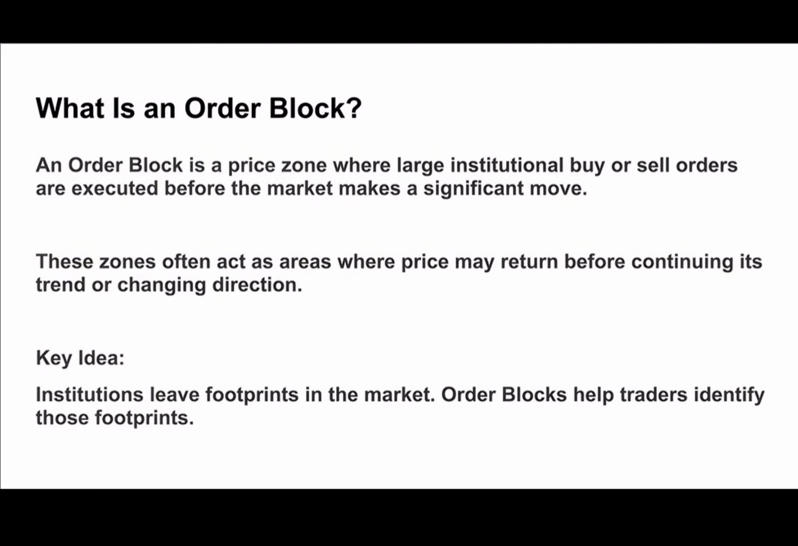Now let's understand what an order block simply means. An order block is a price zone where large institutional buy or sell orders are being executed before the market makes a significant move. This zone often acts as an area where price may return before continuing its trend or changing its direction. Let's understand what this means. The first part indicates that an order block is a place where large institutional buy and sell orders are being executed before the market makes a significant move.